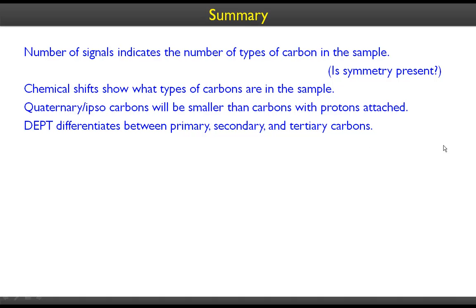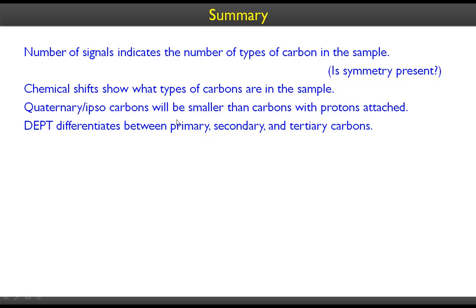sp3 hybridized carbons are seen in the first quarter of the C13 spectrum. sp2 carbons are seen in the second and third quarters of the carbon 13 NMR, and you would see quaternary carbons in the fourth quarter. If you were to divide into 4 quarters, you can respectively assign the quarters to different types of hybridizations.